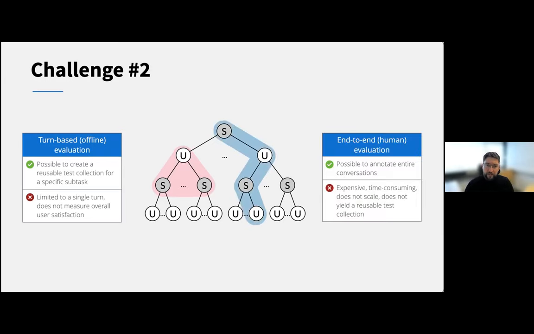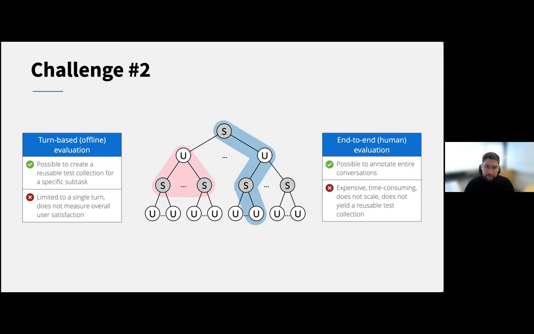We can also look at a specific conversation. So we look at the transcript of the conversation, for example, and ask humans to annotate that, or online evaluation would also fall in this category. So we would have an actual dialogue, but it's not reusable. It's expensive to collect and to annotate. And it's again just a single path in this whole space.